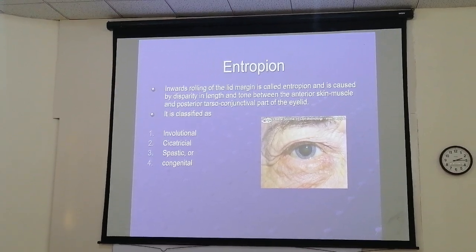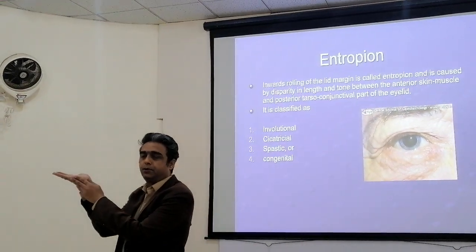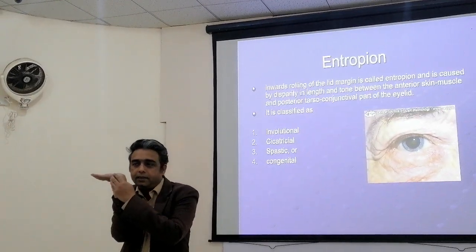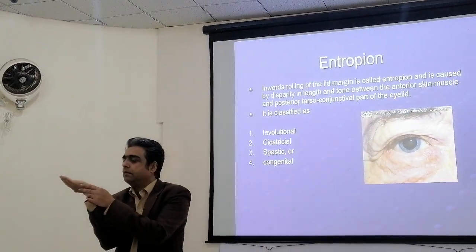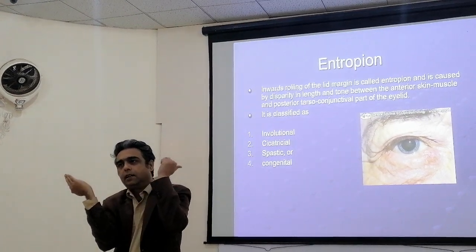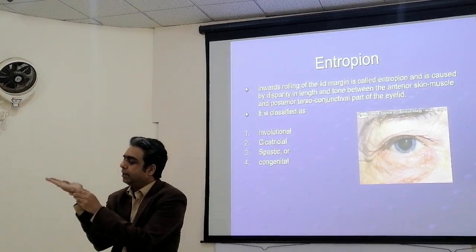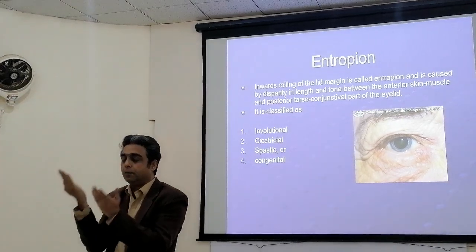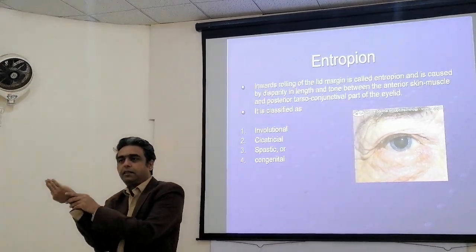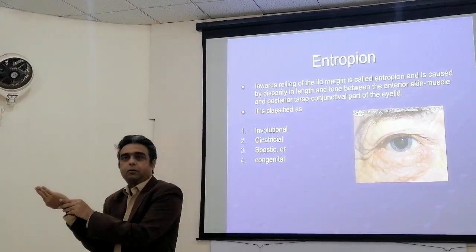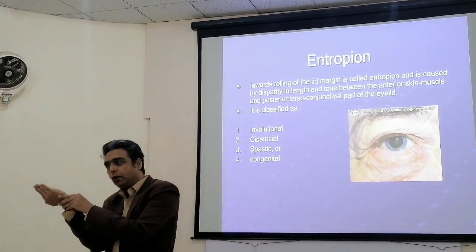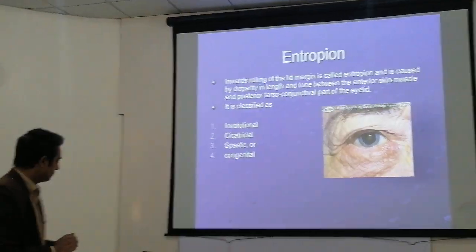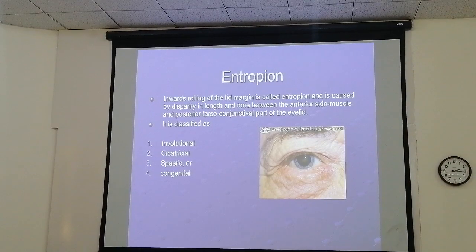Now, keeping this definition in mind, if this is my hand, assume that this is my lower eyelid, and this is the eyelid margin. If it rolls inward, it is called entropion. And if it rolls outwards, it will be called ectropion. Now you can assume by common sense what could be the possible symptoms of inward turning of the lid margin, not the lashes. What could be the possible symptoms when the eyelid margin is rolled inward and outward? Why does it happen? What is its pathophysiology? It is a little bit tricky. And we will see what are the causes.